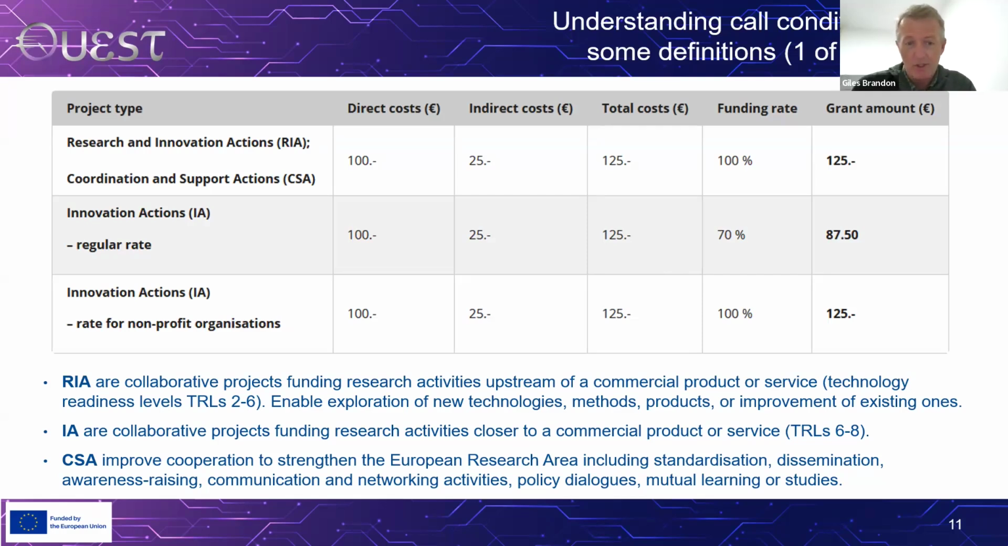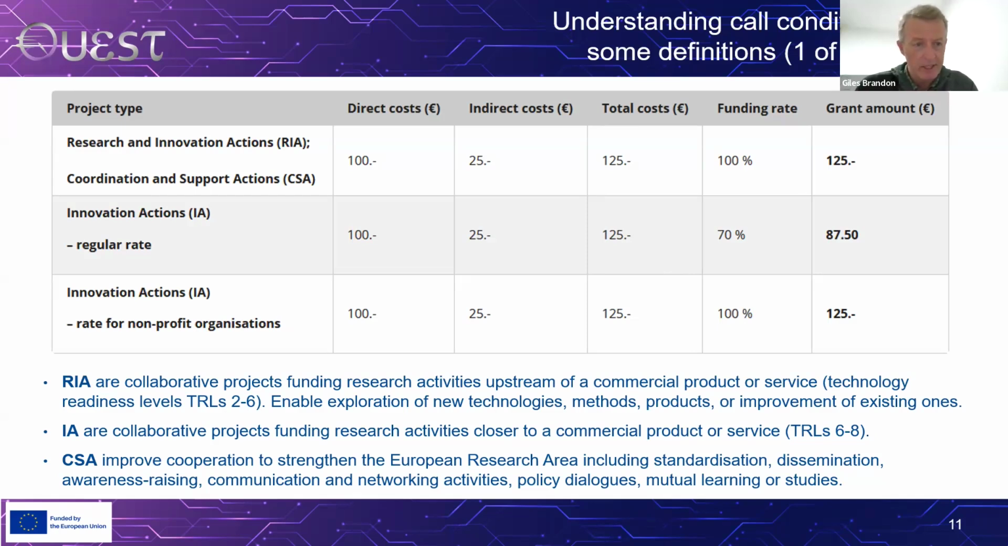These research and innovation actions enable exploration of new technologies, methods, products, or improvement of existing ones. Innovation actions, or IAs for short, are also collaborative projects funding research activities. The difference, though, is that they're funding activities much closer to the commercialization of the product or service, and hence they have technology readiness levels higher, of the order of 6 to 8.